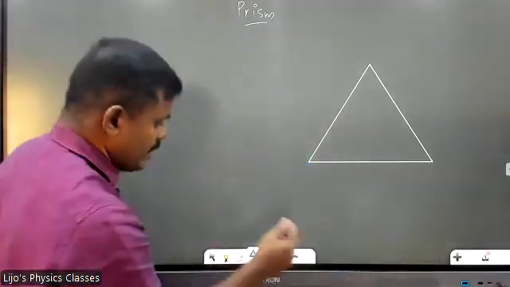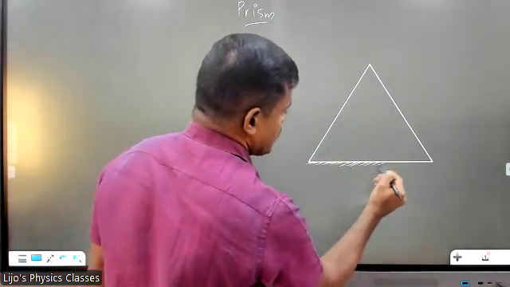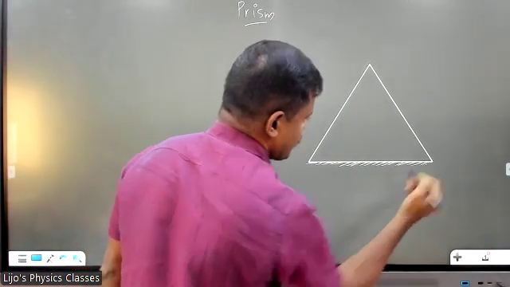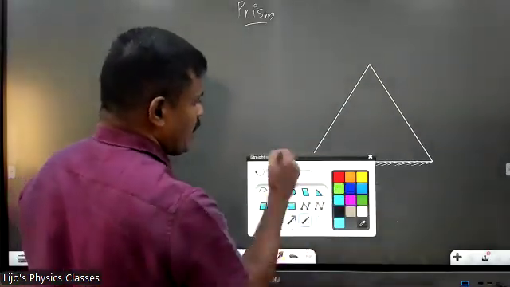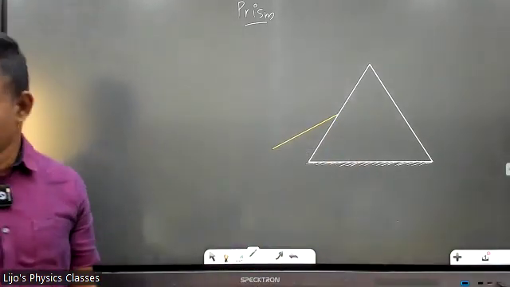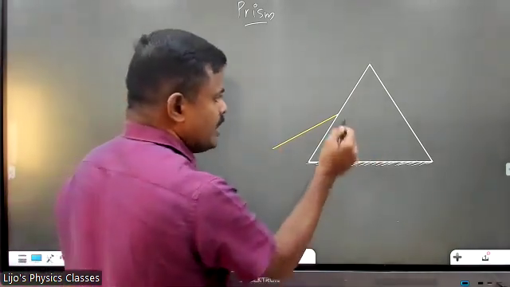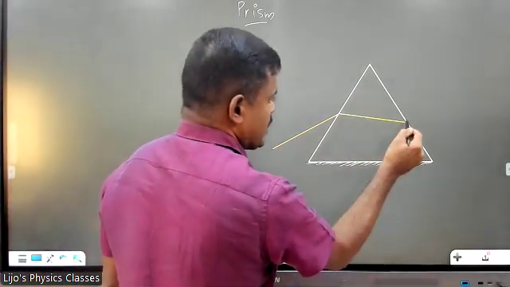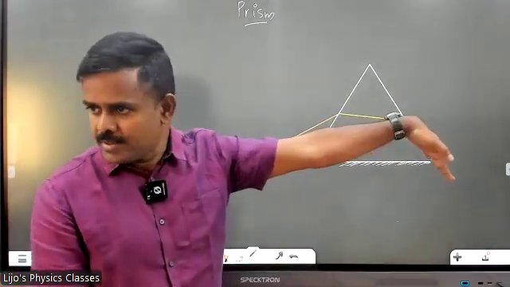Now I'm just shading the bottom surface as it is opaque. Light does not pass through it. I'll tell you how light goes in. This is how a light ray enters the first surface, and then it undergoes a bending. It is going from a rarer medium into a denser medium, so it bends down towards the base.